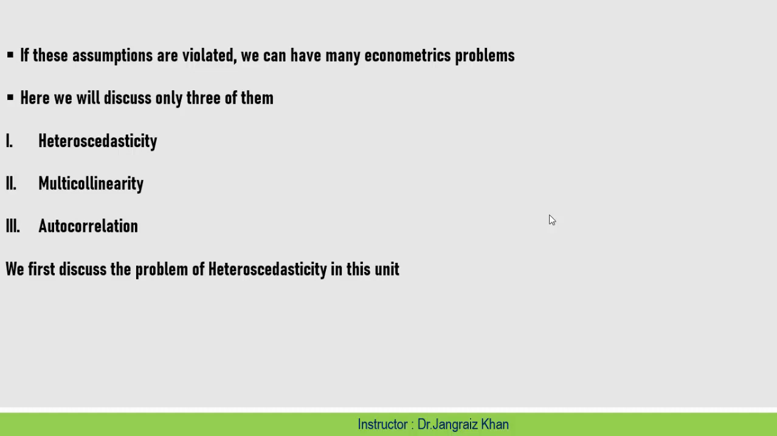So my point was that in order to have reliable results, these assumptions should be fulfilled. But if these assumptions are violated, then we can have many econometric problems. But here in our course we will discuss 3 of those problems. Number 1 is the problem of heteroskedasticity. The second problem is the problem of multicollinearity. The third one, the problem of autocorrelation. So before going into the detail of the other problems, let's first discuss the problem of heteroskedasticity.